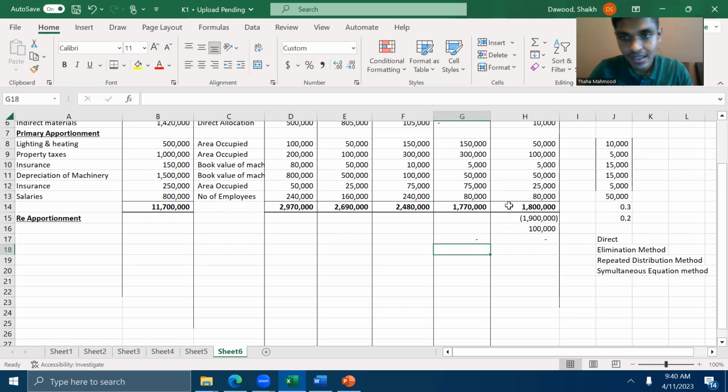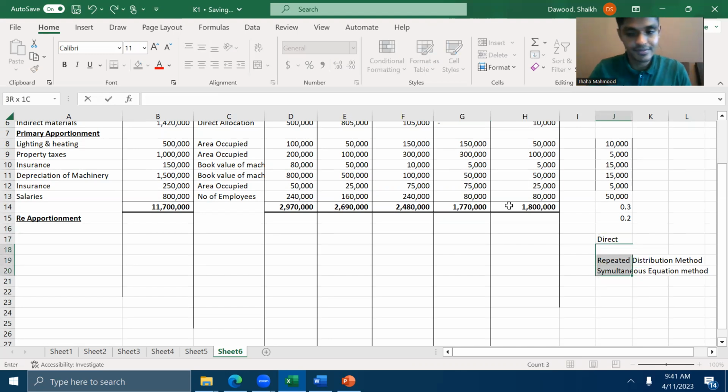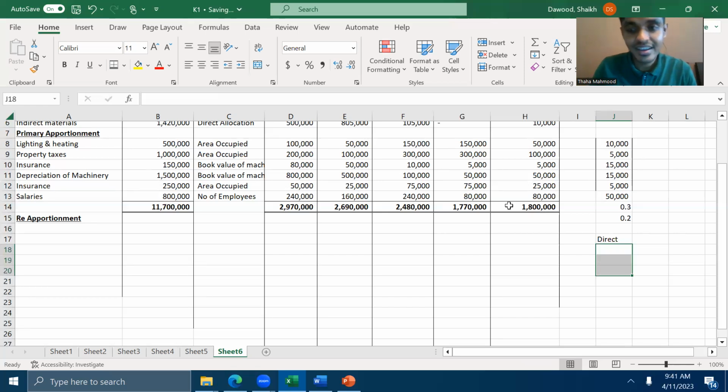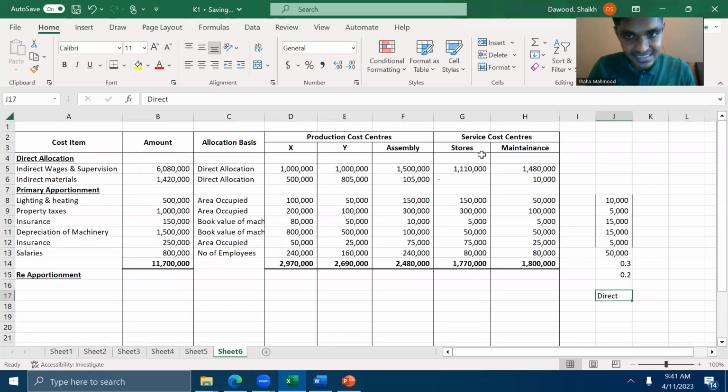Okay, I'm not going to teach them all, just know for now there are 4 methods. If you all want, you all can contact me. I can explain how these methods happen, give you all some resources to refer if you all want, but for now let's only focus on the direct method. When do we use the direct method? When service departments only provide services to production cost centers and do not provide services to each other.